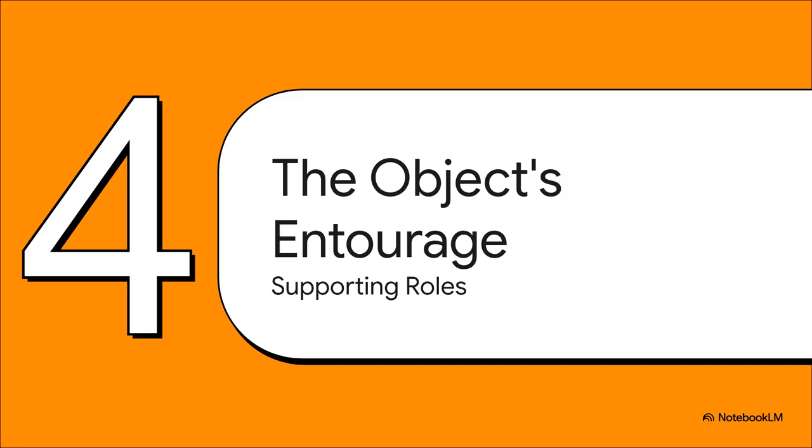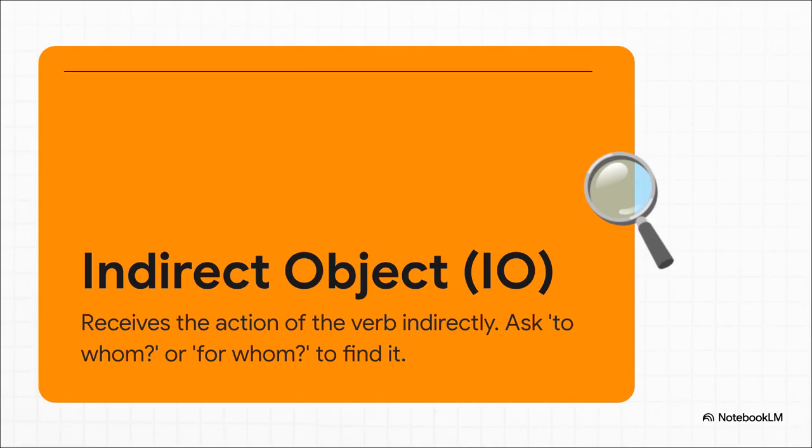But the direct object rarely travels alone. Sometimes it has a whole entourage, other kinds of objects that play really important supporting roles. Let's meet the crew. First up in the entourage is the indirect object. Now, this character doesn't get the action directly. Instead, they're the beneficiary of it all. They're the one who gets the direct object in the end. The key questions to find them are, to whom or for whom was the action done?